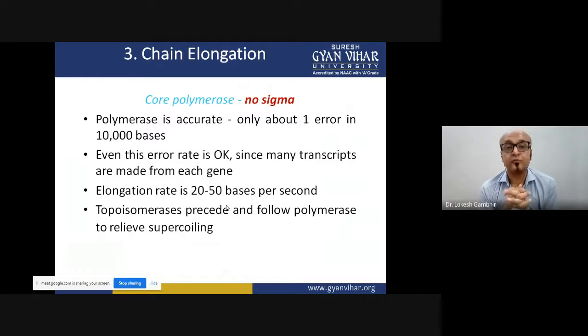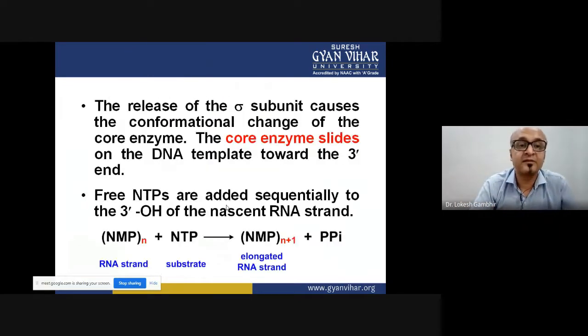Now, you may say it's a high error probability, but when we talk about the rate of formation of RNA molecules, because a single gene gives rise to multiple transcripts, in that scenario it's very low, and that's why it is highly accurate.